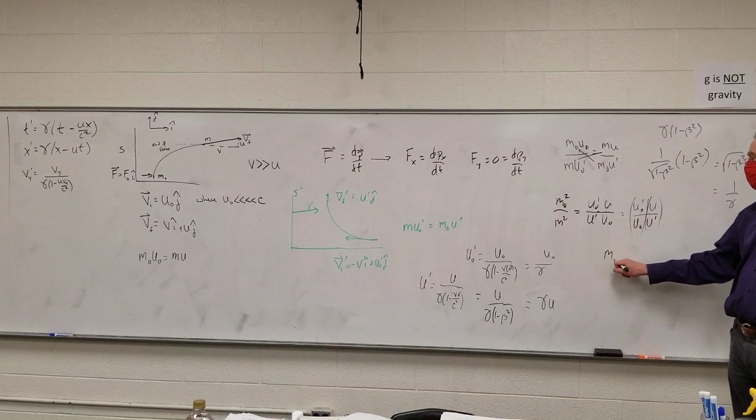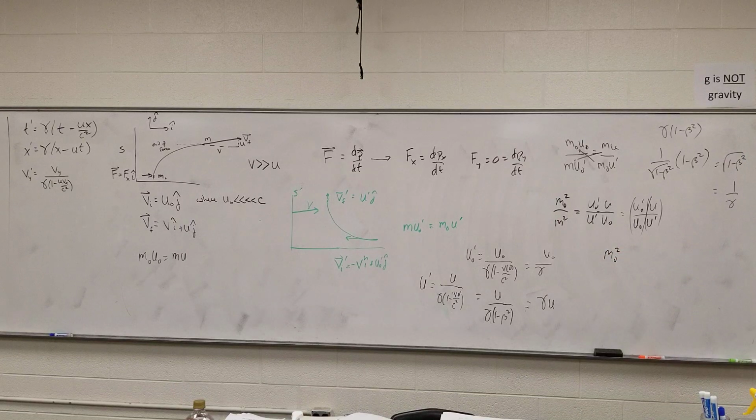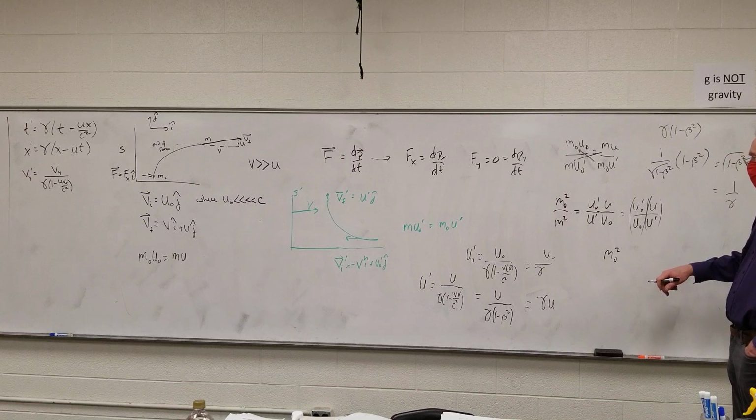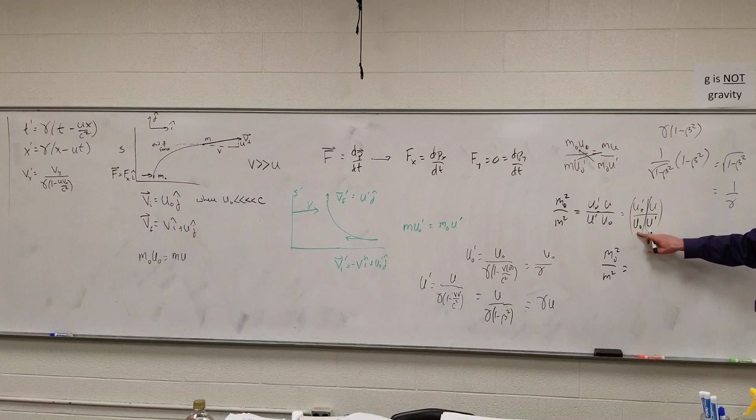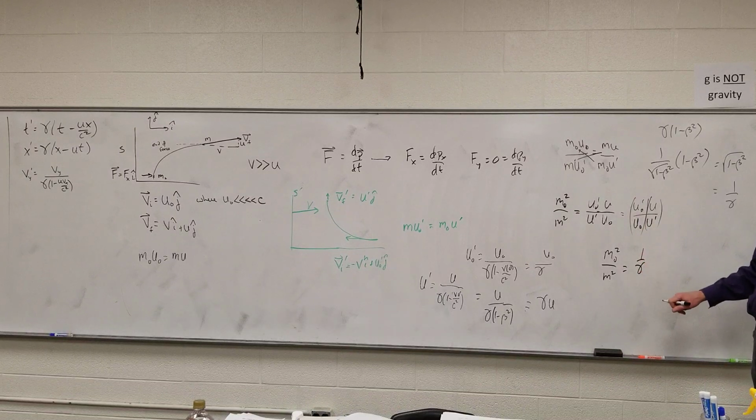And so now we have mass m naught squared minus beta squared gamma. Okay. So m naught squared over m squared equals u naught prime over u. It's 1 over gamma, based on this. U over u prime is 1 over gamma.